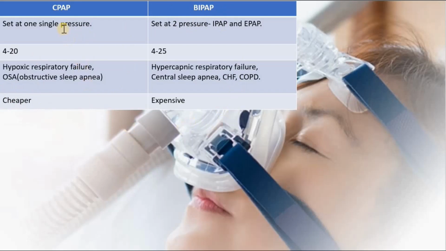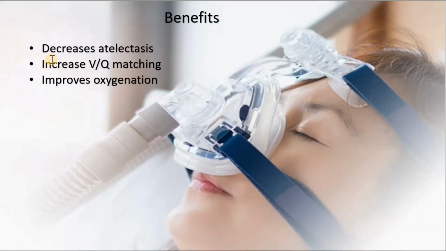Now let's see how CPAP and BiPAP help, or how the positive airway therapy helps the patient. The benefits are, it decreases atelectasis. Atelectasis means collapse of the lung alveoli. So in CPAP and BiPAP, pressurized air is given. This pressure helps to keep the alveoli open. So when they remain open, it decreases the atelectasis.